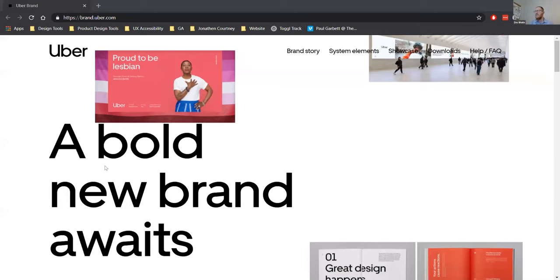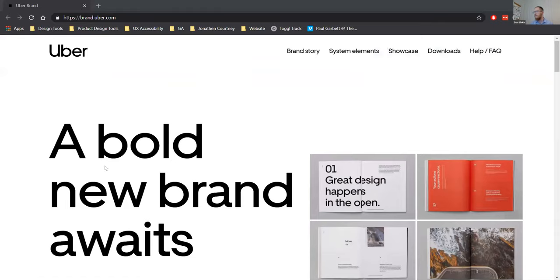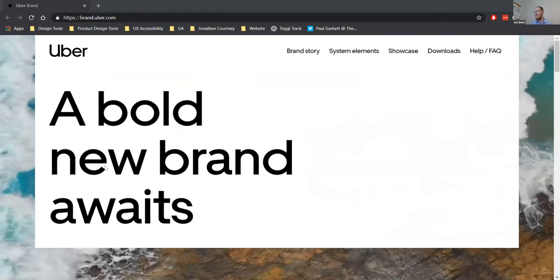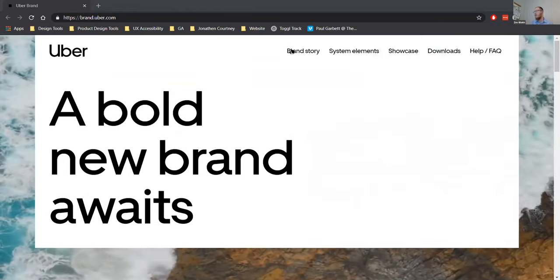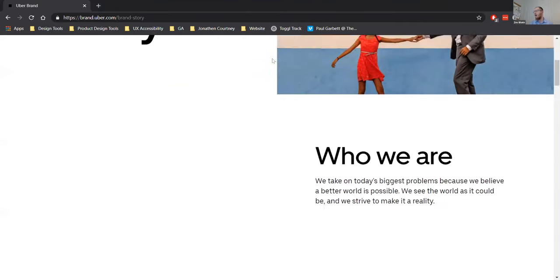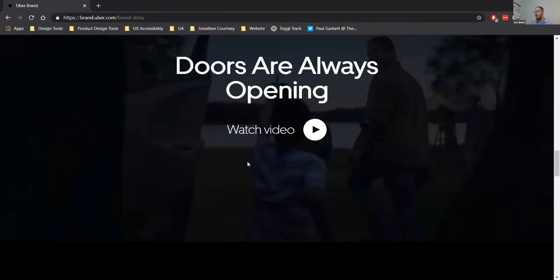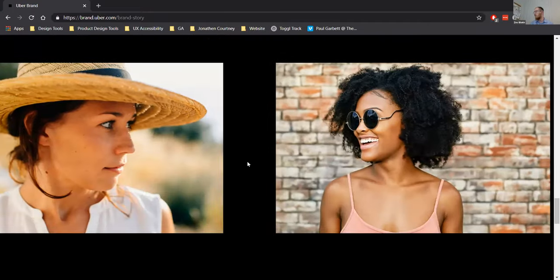Open this. I'll do this really quickly. So this is a website dedicated to the brand of Uber. So it's not their official website. It's a website where you can read about why they changed and what was important to them about the change. And I think I want to link this out to you if you want to look at it yourself.